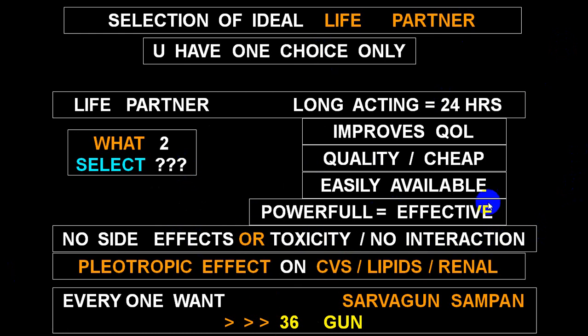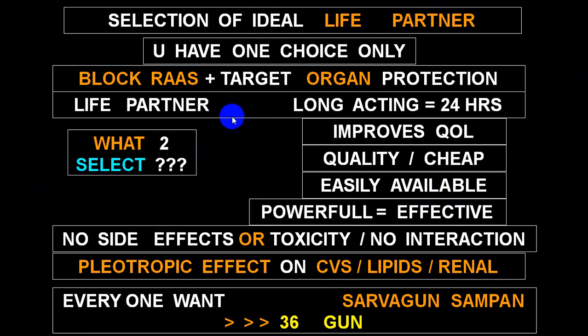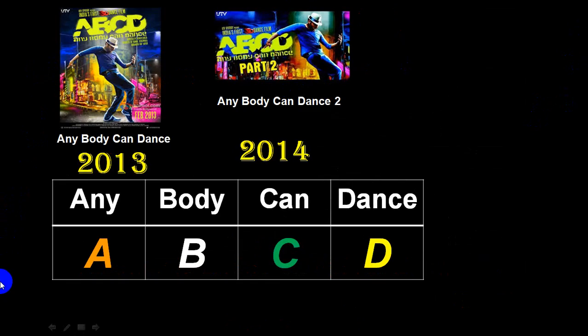But if a drug has good blood pressure control, a little improvement in quality of life, is relatively cheap, easily available, powerful and effective, and also has a pleiotropic effect on the cardiovascular system, on lipids, and on the kidney, which we call nephroprotective, it is a base drug. Try to select that. And the drug should block the RAS system, or we can say it should protect your target organs. If that drug is available, that is a wonderful drug.